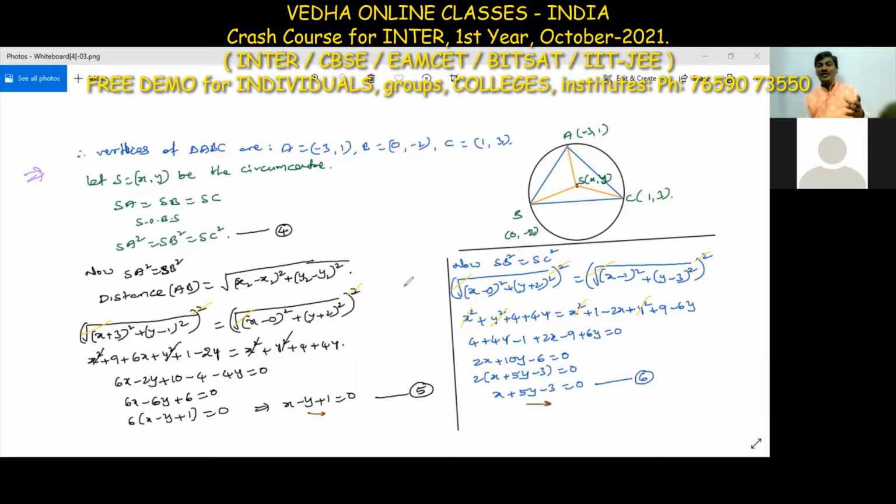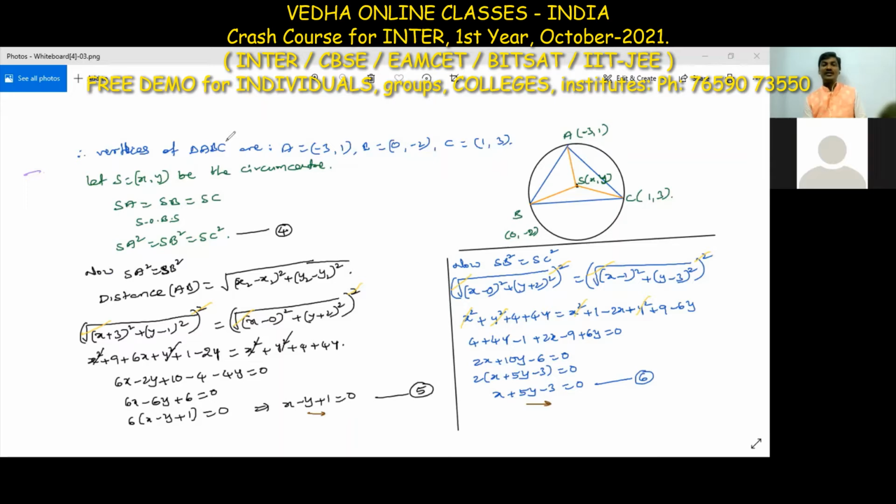With the points means he will give the 3 points like this, and he will ask to find the circumcenter. So very simple. We start from here onwards. So with that there is no use. From here onwards, we'll start and we simplify. So lines means we are finding the points; points extra, vertices extra.